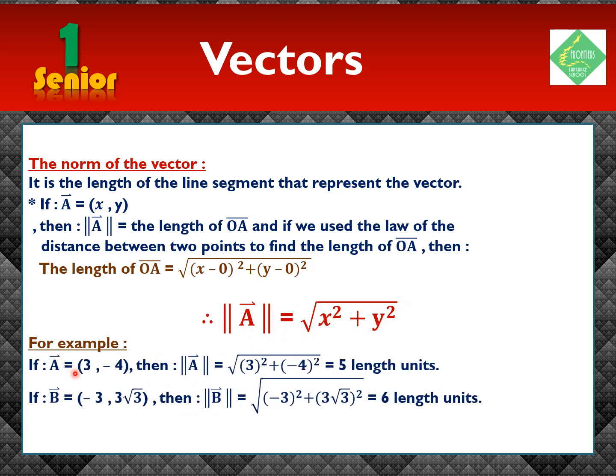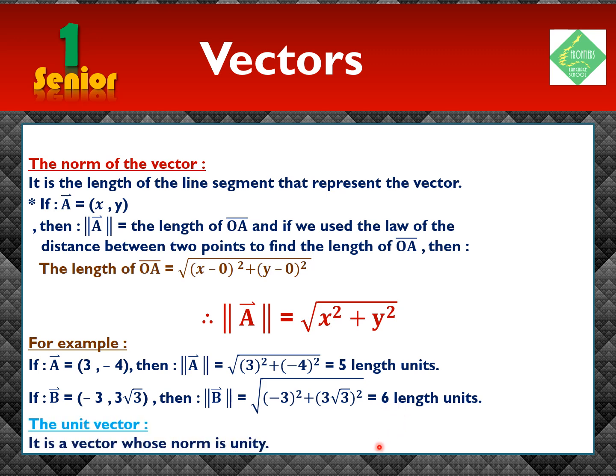For example, if A equals 3 and negative 4 and we want to calculate the norm of A, it equals root x power 2, which is 3 power 2, plus negative 4 power 2, which is y power 2, equals 5 length units. In the same way, P equals negative 3 and 3 root 3. Then to calculate the norm of P, it equals x squared plus y squared, negative 3 power 2 plus 3 root 3 power 2 under the root, equals 6 length units.